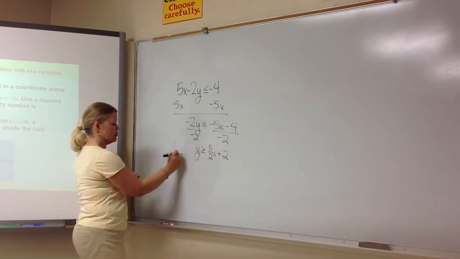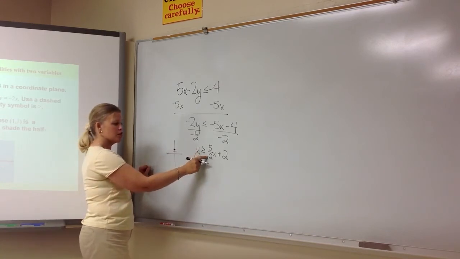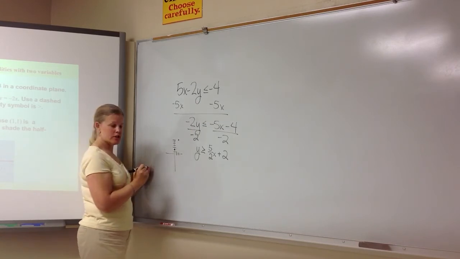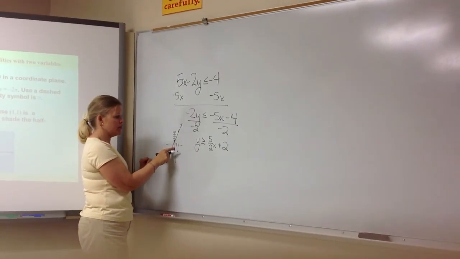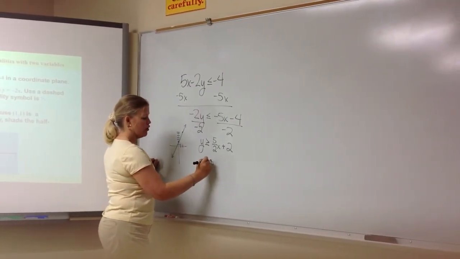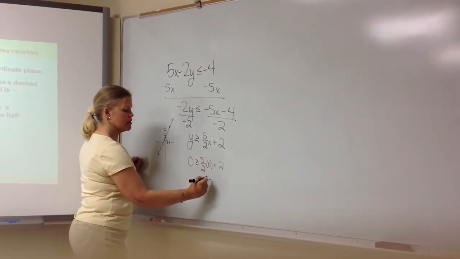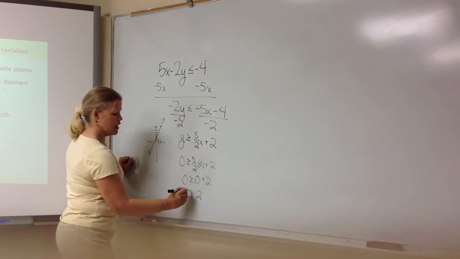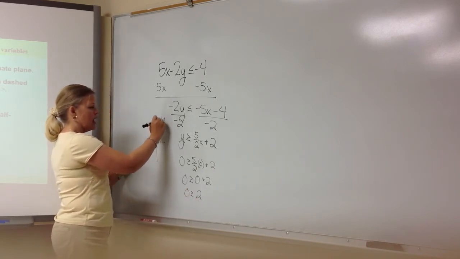Now let's just graph this real quick. You go up to 2, because that's your y-intercept. What does your slope say? Up 5 and over 2. Is this going to be solid or dotted? Solid. Now, I think we'll use 0, 0 for our test point. So, what is 5/2 times 0? Oh, it's just 0. What is 0 plus 2? 2. Is 0 greater than 2? No. So we need to shade above.